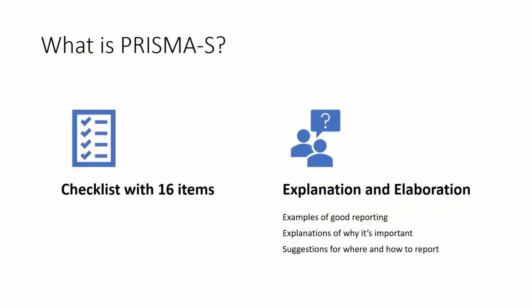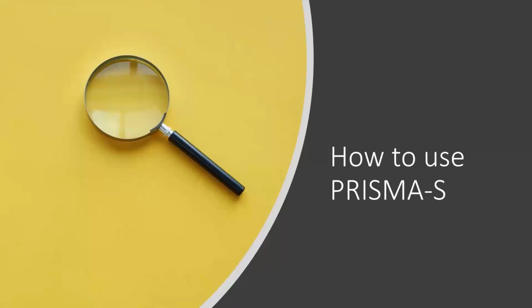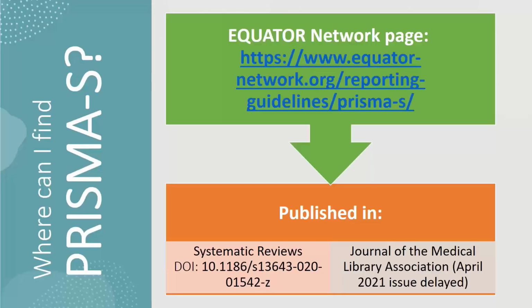So what is PRISMA-S? It's essentially like any other reporting guideline. It has two main components. It has a checklist, in this case with 16 items, and it has an explanation and elaboration. And the explanation and elaboration component gives examples of good reporting. So what does it look like to clearly report a literature search? An explanation of why it's important to report it, and then also suggestions for where and how to report that item.